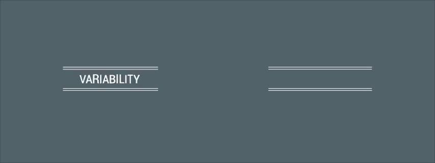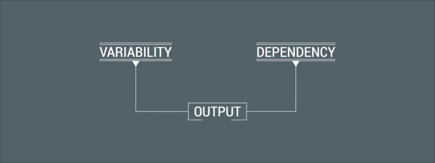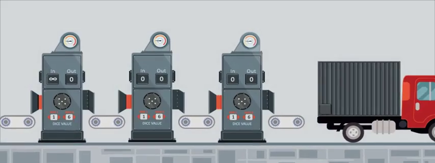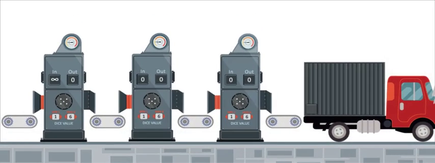To simulate the effects of variability and dependency on output, we've provided a game that illustrates these concepts without getting too complicated. Here's how the game works. 3 stations are required to produce units of output. The first has no dependencies, but the second is dependent on the output of the first, and the third is dependent on the output of the second. The third station produces the final product.